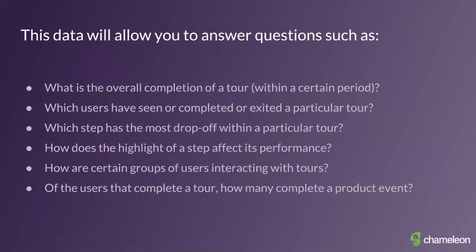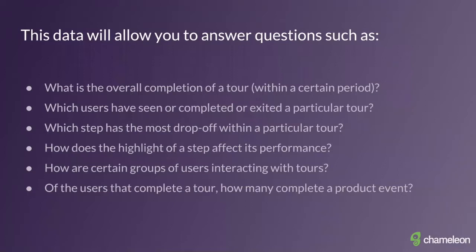So overall completion is an important aspect. You might want to look at which users have seen or completed or exited a particular tour. That might be valuable if you want to send them follow-ups, or if there's some kind of troubleshooting that you want to assess and see. You want to check if a user has seen that tour or not. You might want to look at which step has the most drop-off within a tour. This might be if you're looking for quick wins for improvements. You might want to start with the step that has the most drop-off and think about where users are getting stuck. Is the information not clear? Is the step not showing for some reason, etc.